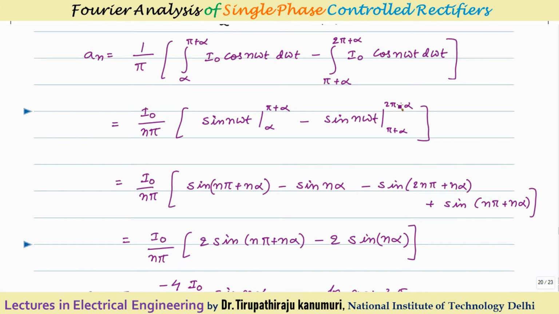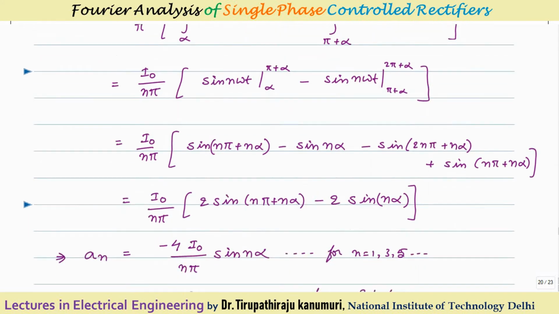Now coming to the second term, substituting the upper limit gives minus sin of 2n pi plus n alpha, and substituting the lower one, minus of minus becomes plus sin of n pi plus n alpha. You can see sin of 2n pi, that means 360 degrees, plus n pi is equal to sin n pi only. So combining these two, it becomes 2 times sin n alpha, and combining the first one and the last one, it becomes 2 times sin of n pi plus n alpha.